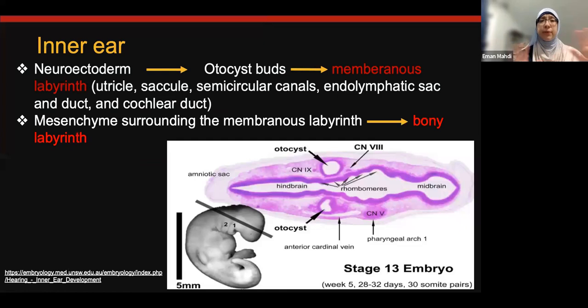And that's totally different from inner ear structures, which arise from the otic placode that we talked about, that gives the neuroectoderm, which subsequently gives the otocyst bud, which will give us all the membranous labyrinth, including utricle, saccule, semicircular canals, endolymphatic sac, duct, even the cochlear duct. So then what do we have? If we have all the membranous labyrinth, there is only the bony labyrinth remaining, which is from the mesenchyme surrounding the membranous labyrinth. I hope this is really brief and to the point.